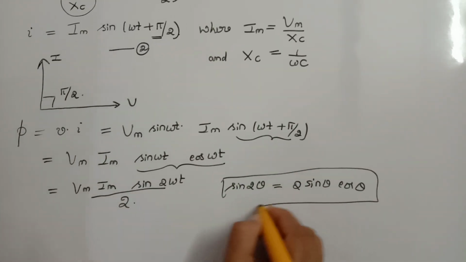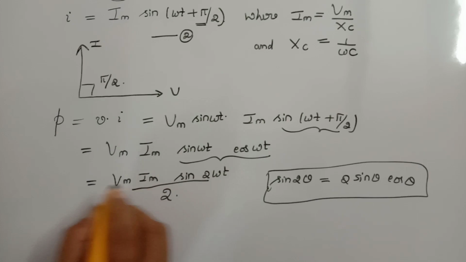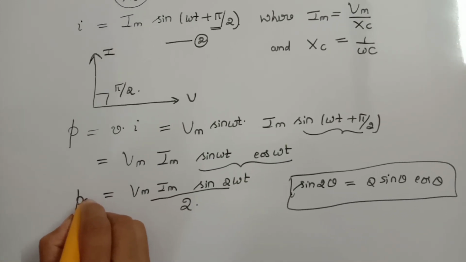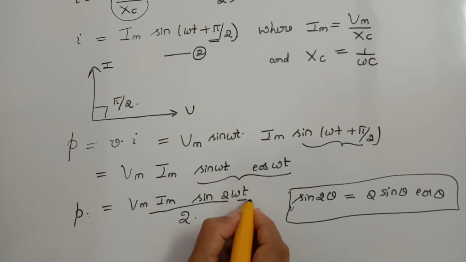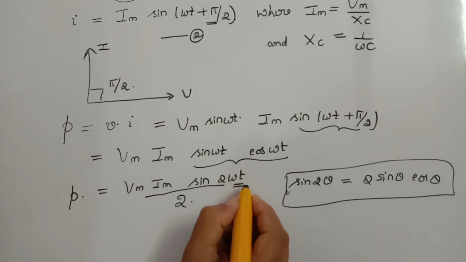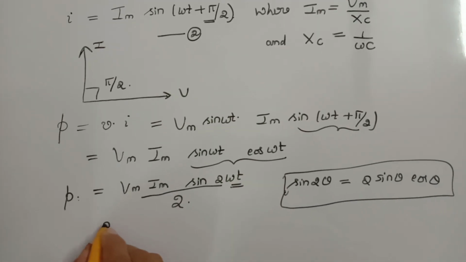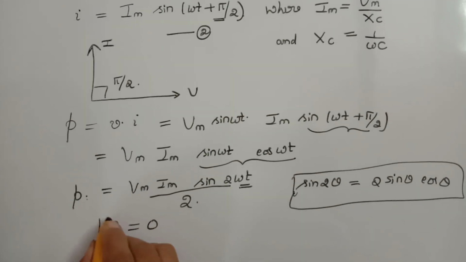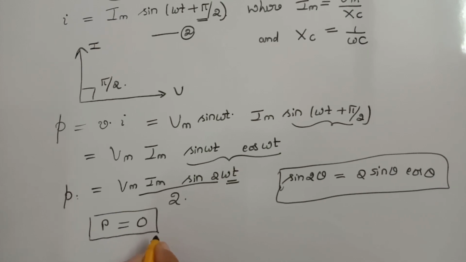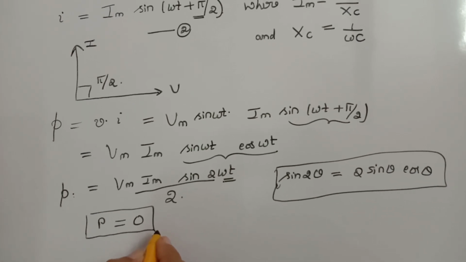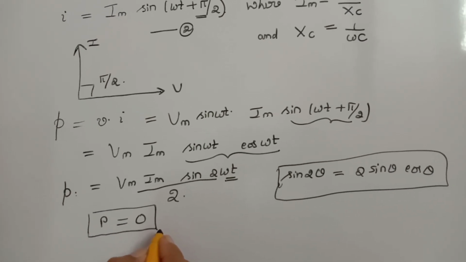Now, what this indicates is that the instantaneous power is a function of sin 2ωt, which is a time varying term whose average value over a period is 0. So it indicates a pure capacitor does not consume any power. Whatever energy is given to the capacitor, it will store in the form of electrostatic field.